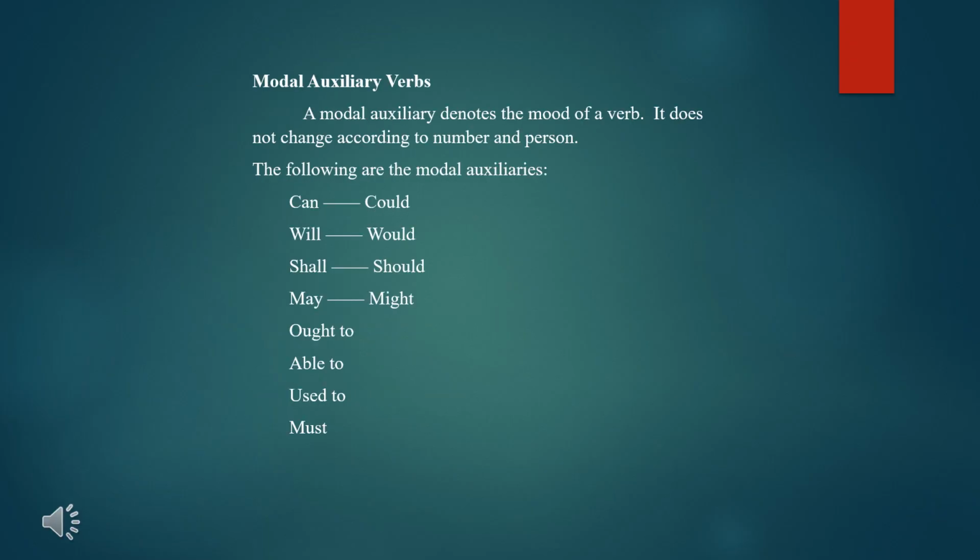Modal auxiliary verbs. A modal auxiliary denotes the mood of a verb. It expresses ability, possibility, request, necessity, permission, expectation, obligation, etc. It does not change according to number and person. These are can, will, shall, may, ought to, able to, used to, and must.